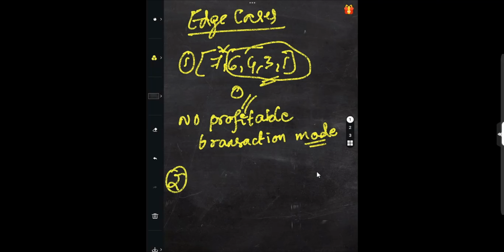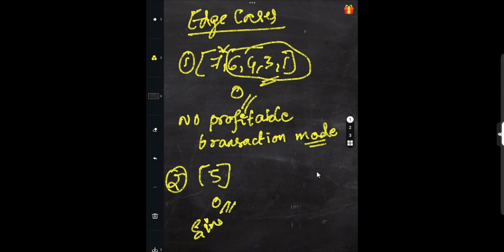Let's go with the second edge case, nothing but a single price in the array. Let me consider the element 5, a single element within the array. The output will be 0 here. Why? Since there is only one price here, no transactions can be made, so the output will be 0.